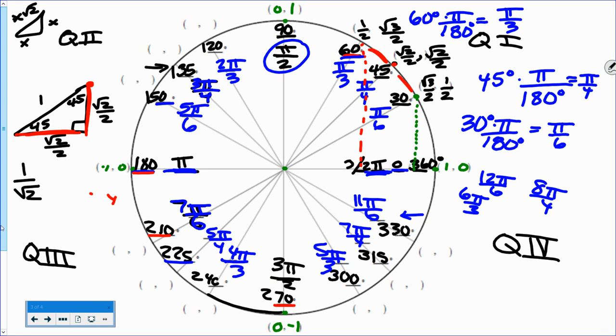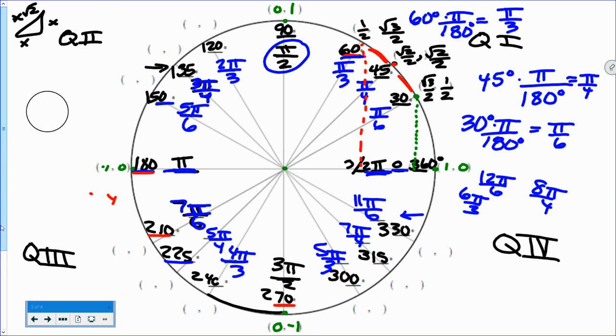Okay, kind of a lot of work to get to where we're at right now. All right, but the whole point is to kind of understand where they're all coming from, and then eventually you'll kind of just see that they're there. Once you have the first quadrant, you really have everything else. Now it can be quick.